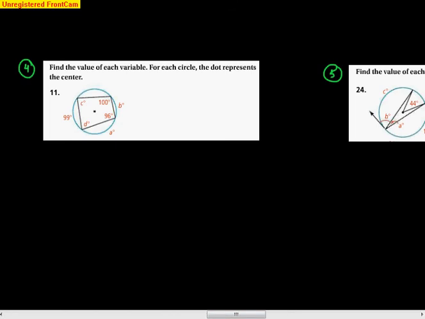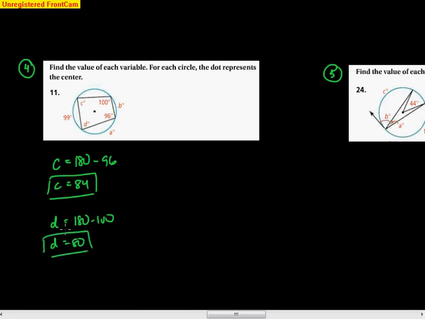Okay, getting into the nitty-gritty, the section 12.3 and 12.4 problems. Here we go. Number 4 here. We have a picture of a circle with an inscribed quadrilateral. We need to find A, B, C, and D. I'm going to start in the circle. The angles C and D are going to be supplementary with their angles opposite them. So C is going to be 180 minus 96. So C is 84. D is 180 minus 100. So D is 80. And that's a corollary to the inscribed angle theorem.